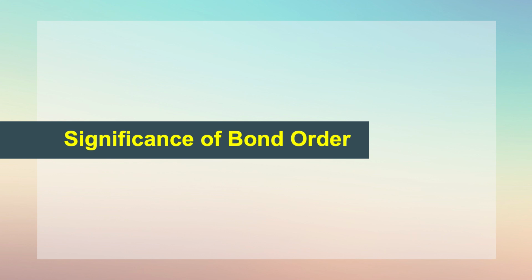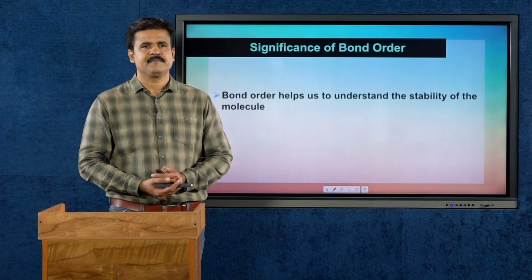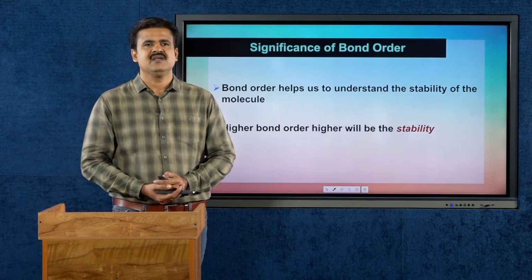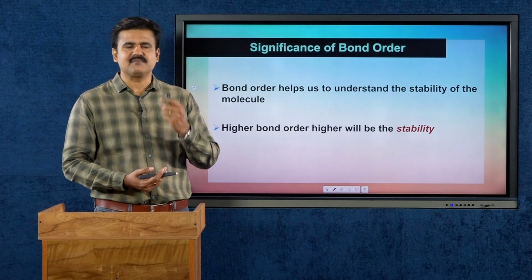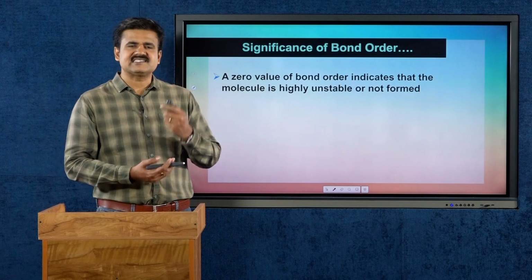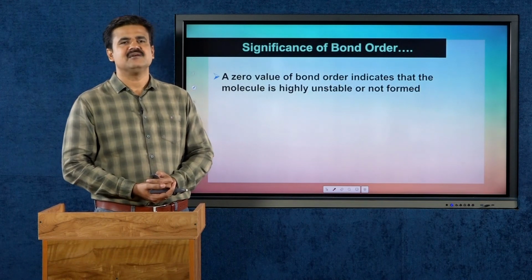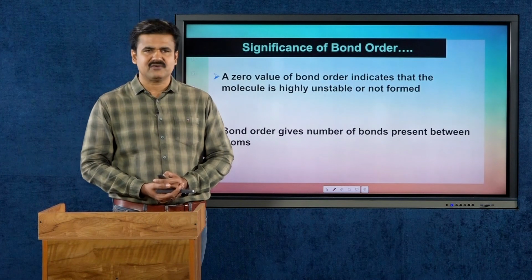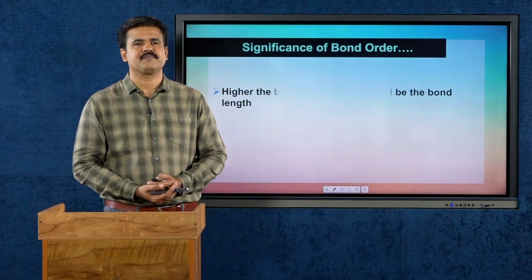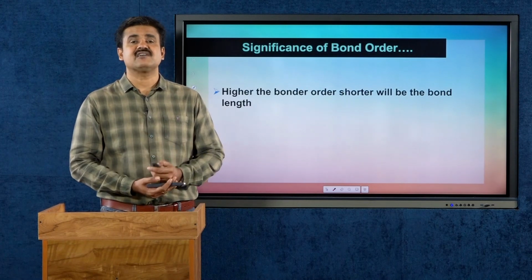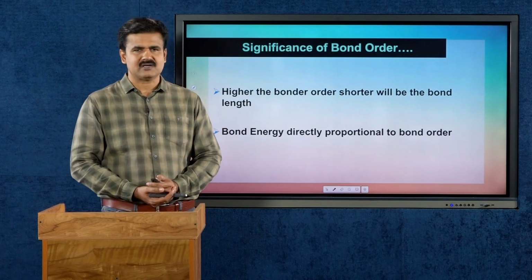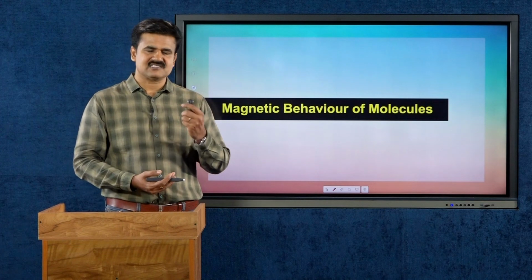Now, we are discussing significance of bond order. Bond order helps us to understand the stability of the molecule. Higher the bond order, higher will be the stability. A zero value of bond order indicates that the molecule is highly unstable or not formed. Bond order gives the number of bonds present between atoms. Higher the bond order, shorter will be the bond length. Bond energy is directly proportional to bond order. These all are significant features of bond order.